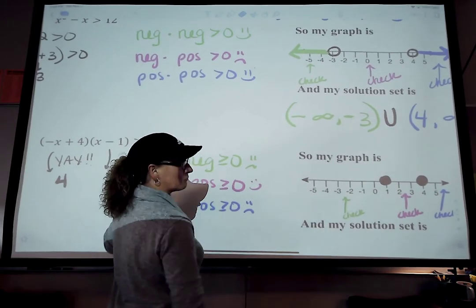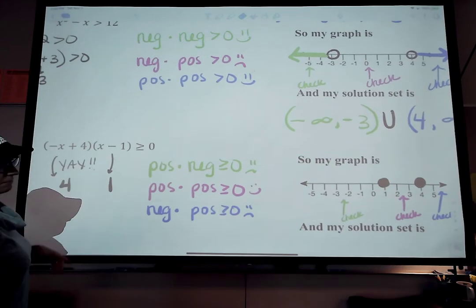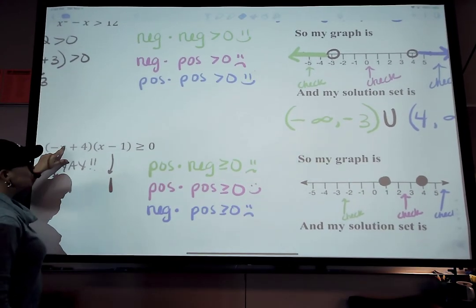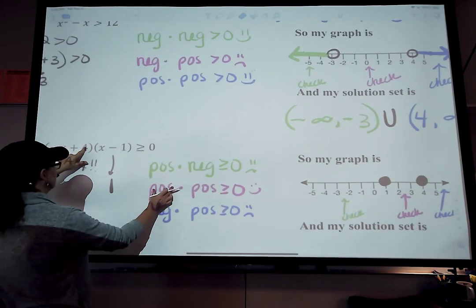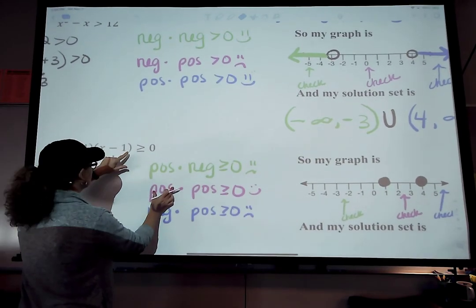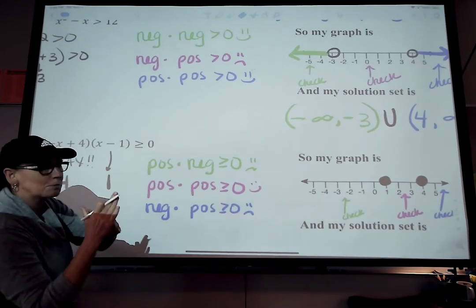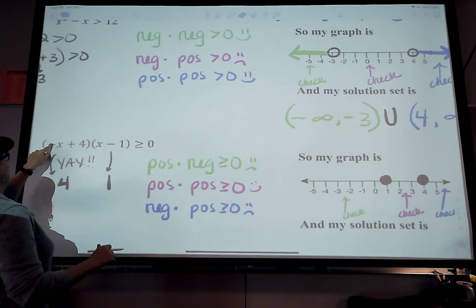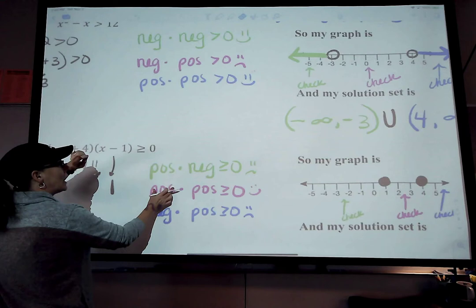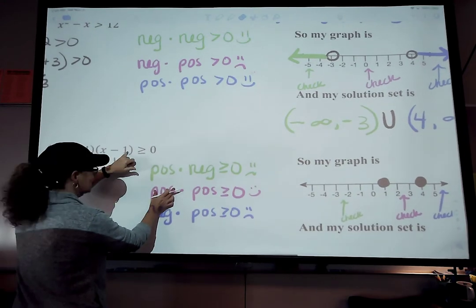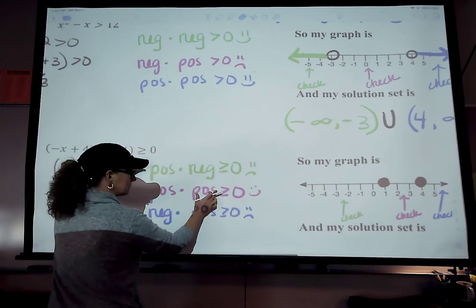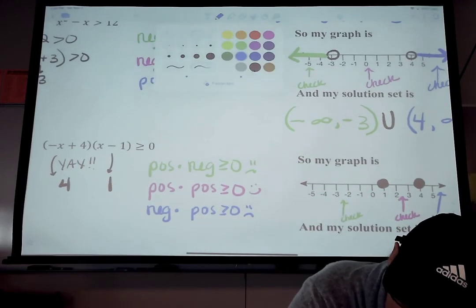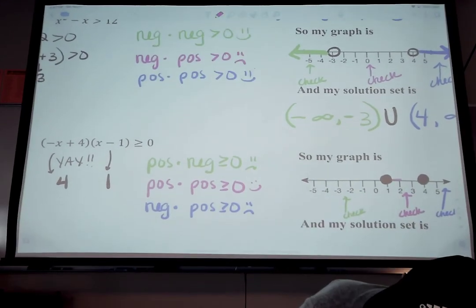Pick a number in the pink region. I don't care, 2. Negative 2 plus 4 is positive. Negative 2 minus, no, sorry, I chose positive 2. My bad. Okay, so negative 2 plus 4 is positive. Positive 2 minus 1 is positive. A positive times a positive, yes. We're going to color in the pink region.